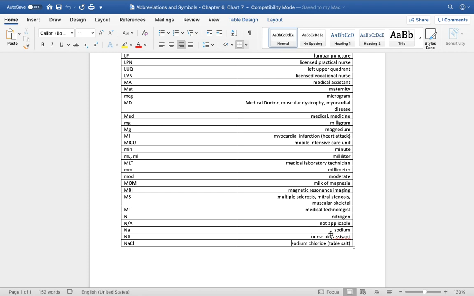So I mentioned sodium earlier. Sodium chloride is actually the chemical formula for table salt. So NaCl, that is an L, not a capital I, that is an L. And that's actually what you sprinkle on your food when you want to season it.